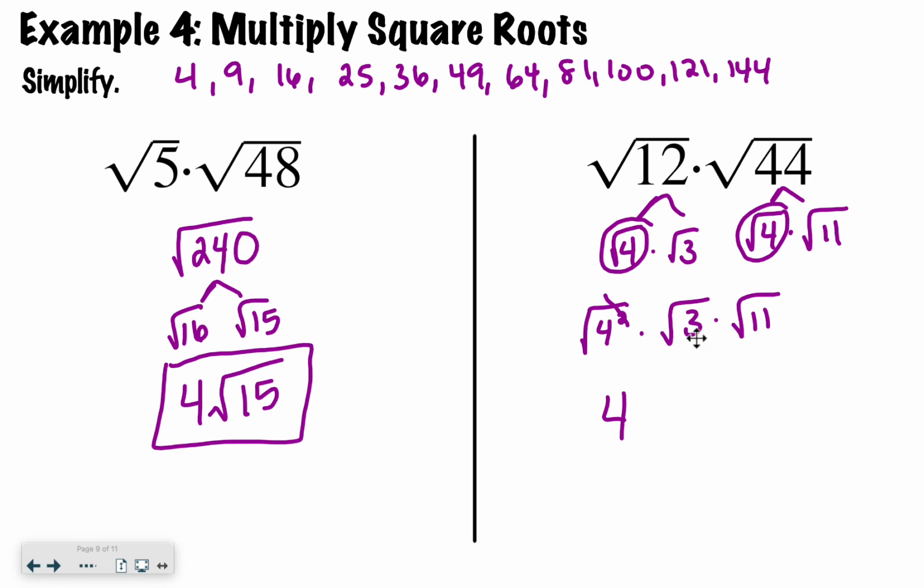So I have 4, and then the 3 and the 11 don't cancel any further. So these would become 3 times 11, which is 33. So I would have 4 square root of 33. So those are two different ways that you can solve these problems. You can either multiply everything together and work with a really big number, or you can break it up into smaller numbers and work from there.